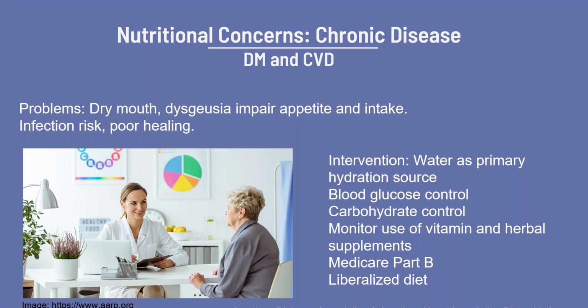Also, thinking about the concerns we have with overall nutrient intake in this population, liberalizing the diet is often an important part of treatment for an older adult who has multiple disease processes, because if their intake is poor, we want to at least increase their intake and then look at therapeutic diet restrictions later on when their nutrient status is more stable.